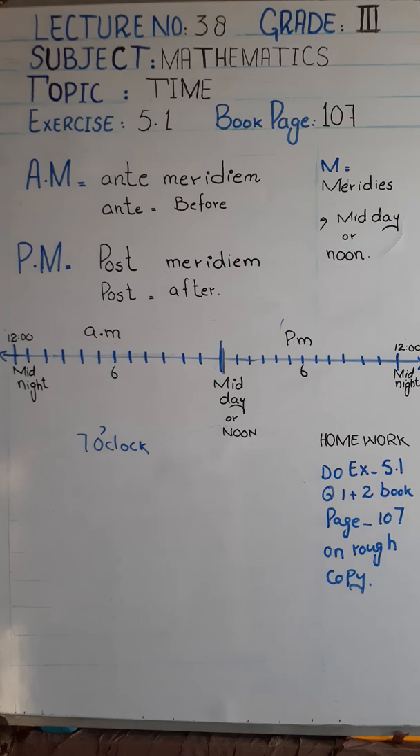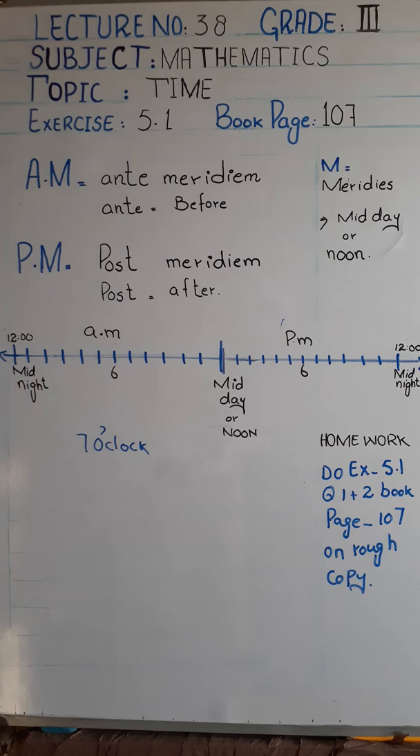PM comes from a Latin phrase that means after midday. In simple words, PM means after midday and AM means before midday. The specific meaning of AM and PM is anti-meridian and post-meridian. Clear, students?